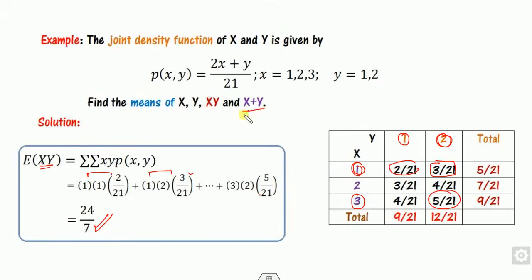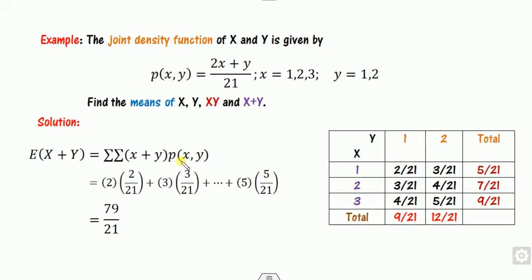Similarly, you can find the mean of x plus y by summing them. What is the first pair? 1 plus 1, 2, into this. The second pair, 1 plus 2, 3, into its probability, and so on. You will get this as the mean.